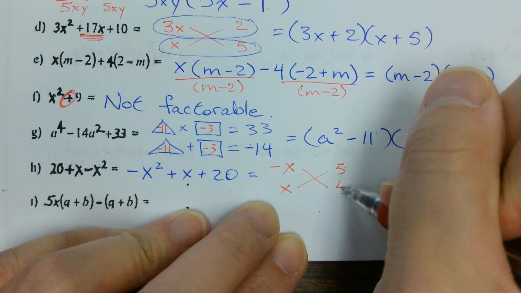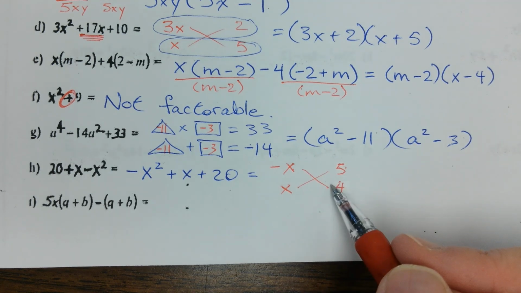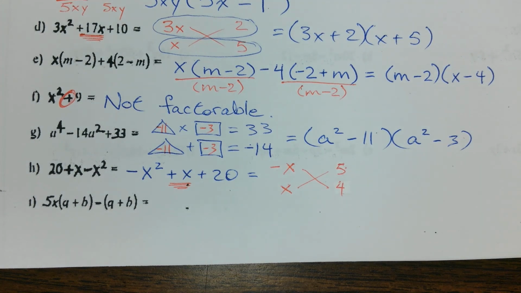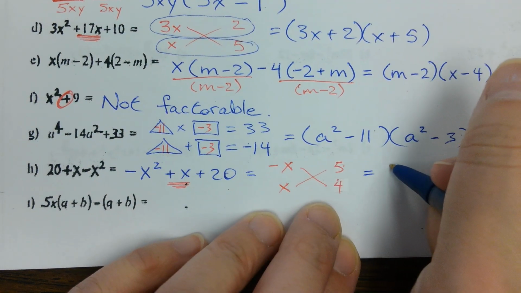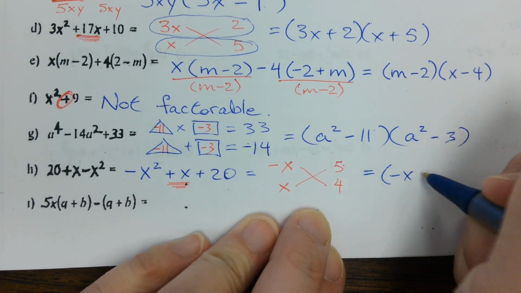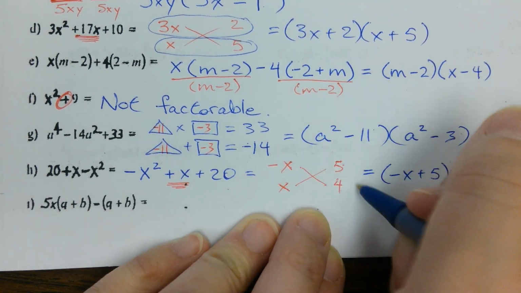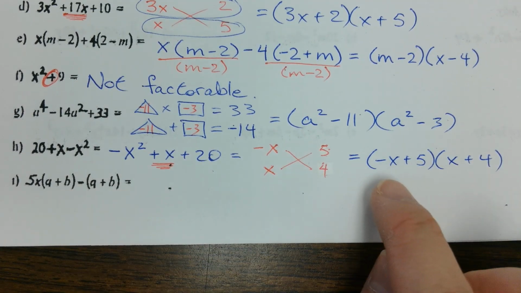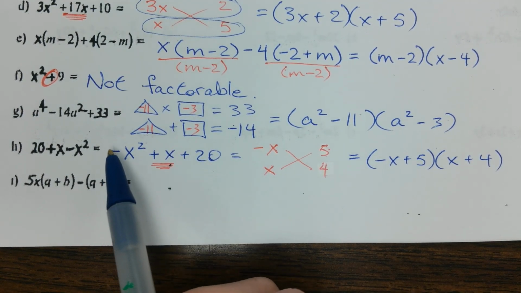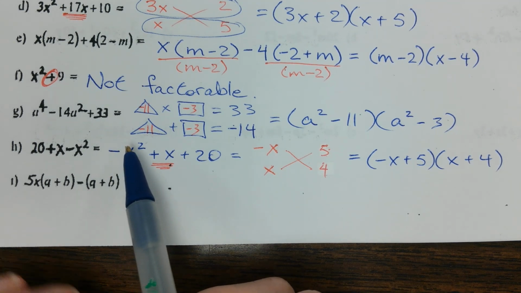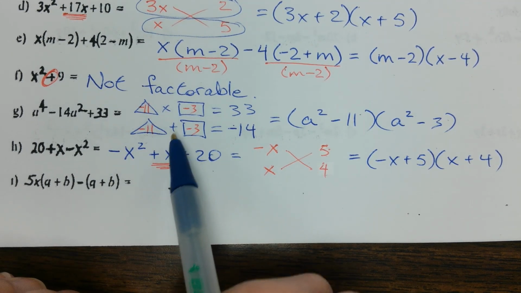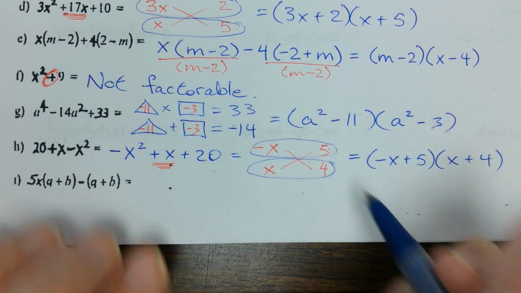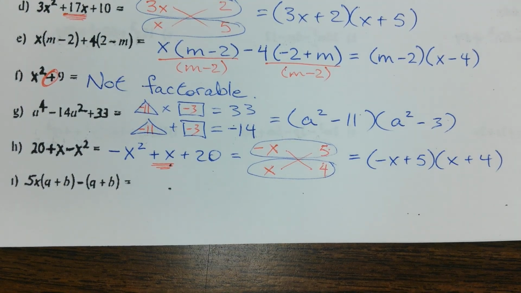So when I cross multiply, I get negative 4x plus 5x to give me the positive x. So that means my two brackets are negative x plus 5 and x plus 4. Again, because of the negative in the front, I cannot just do triangle and square. I have to do the cross multiply method, and then those are my two brackets.